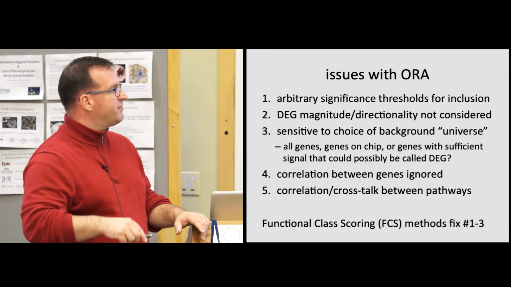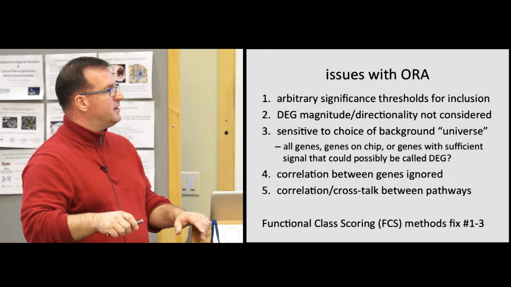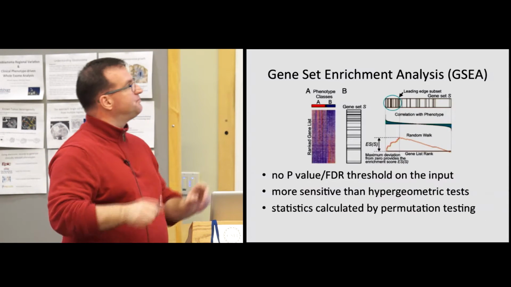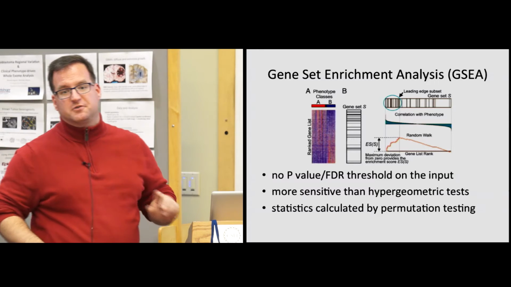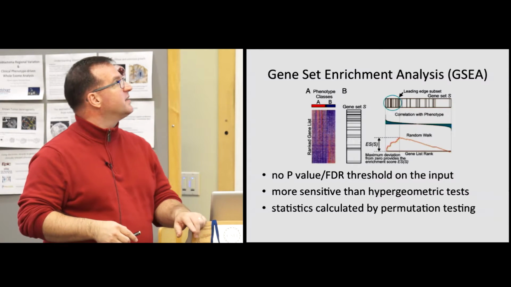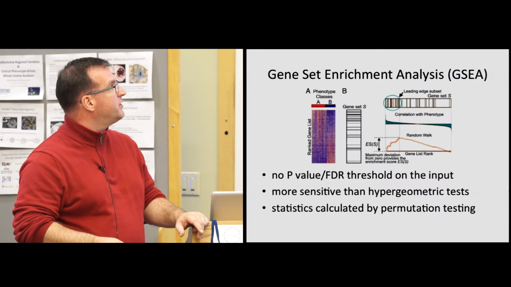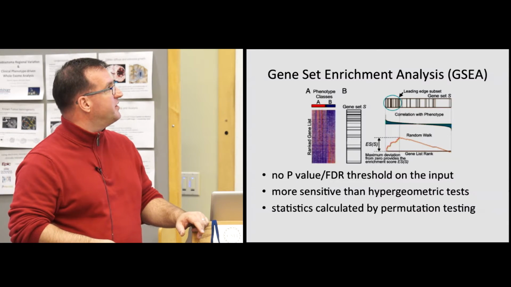So now we're going to move into talking about functional class scoring. Functional class scoring is a self-contained test, and it's going to fix problems 1 through 3. So we're really excited about that. And the number one functional class scoring algorithm you will ever hear about is something called GSEA, Gene Set Enrichment Analysis. It came out of the Broad Institute a number of years ago.